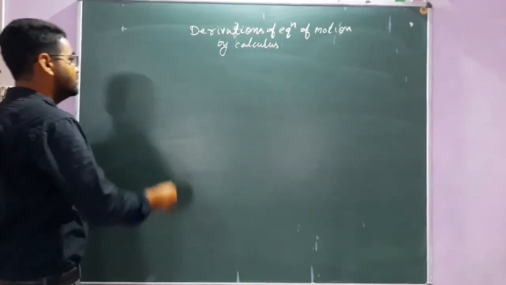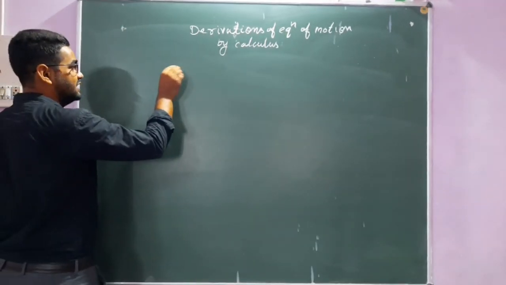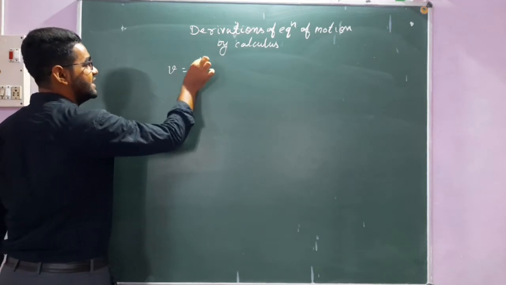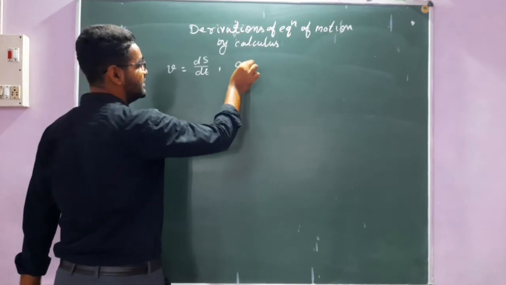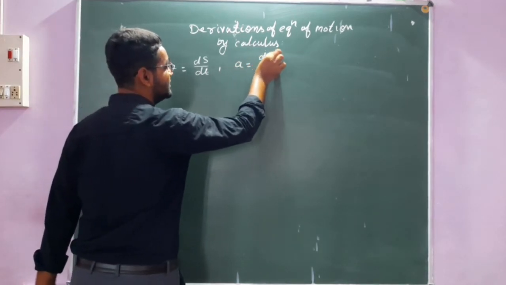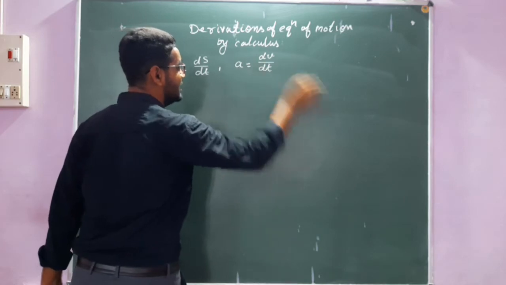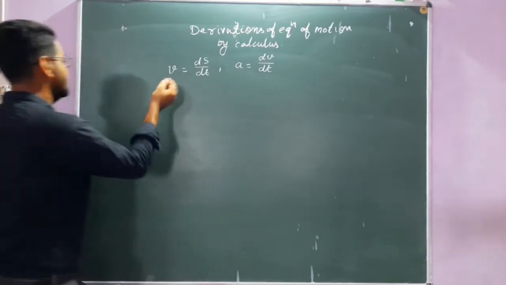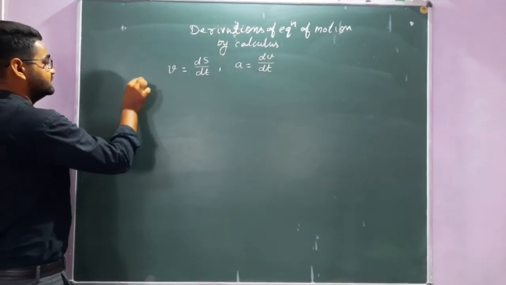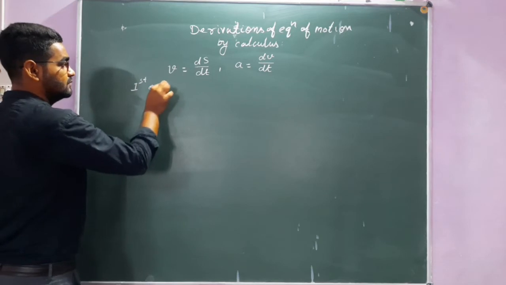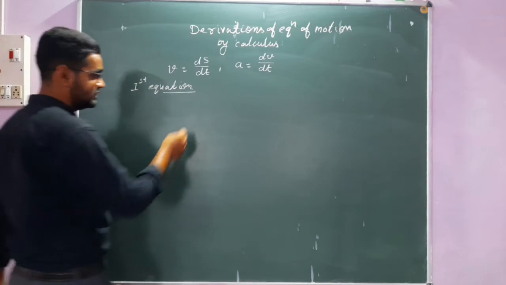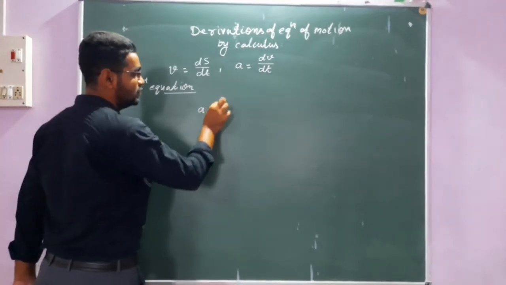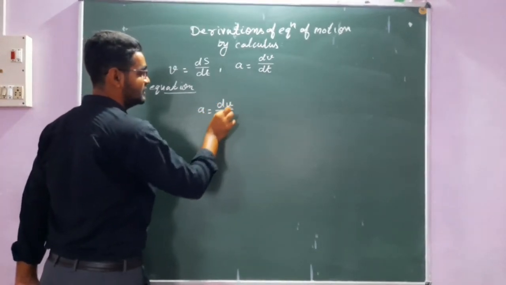Okay. We know that the instantaneous velocity can be written as ds by dt. Acceleration can be written as dv by dt. We are going to use these two identities for the derivation. So for the first equation, as we know that acceleration is equal to dv by dt.